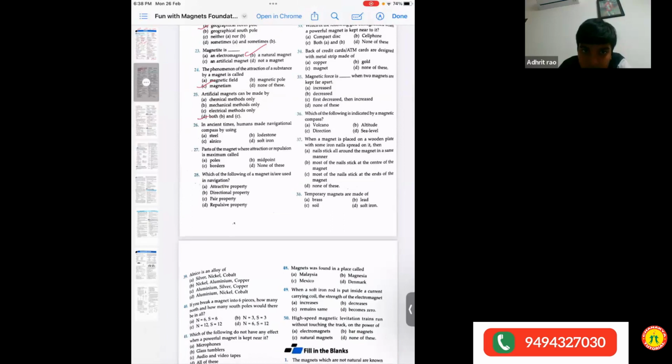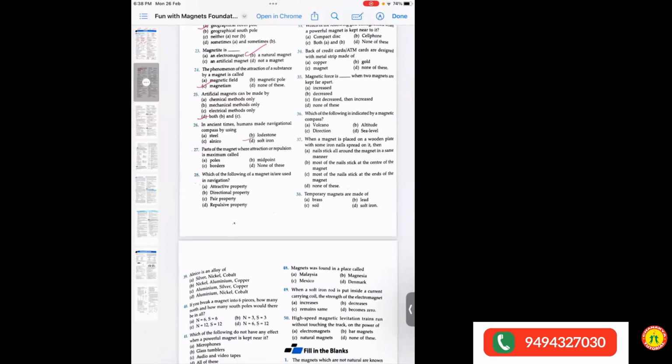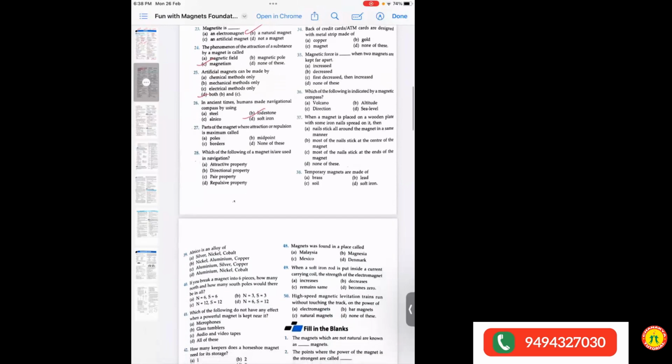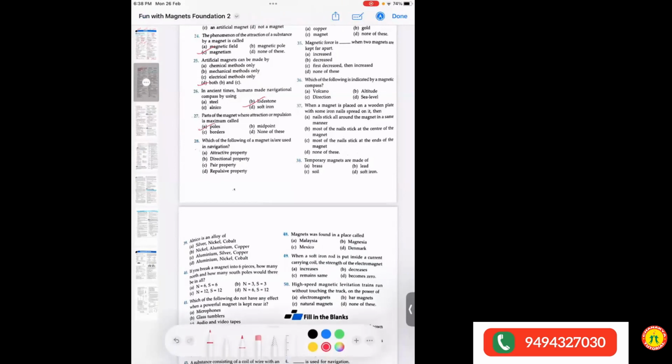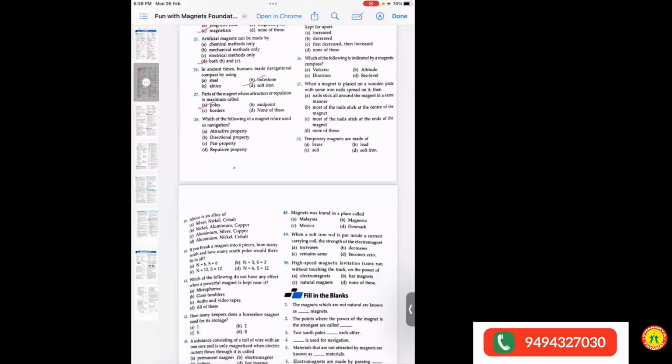Question number 26, Adrit. Yes, ma'am. In ancient times, humans made navigational compass by using, ma'am, lodestone. Correct. So by using the lodestone, they used to make the navigational compass. Question number 27, Rishit. Parts of the magnet where attraction and repulsion is maximum are called, ma'am, is it option A? Pole. Correct. The poles. So at the poles, the attraction and repulsion will be maximum. Question number 28, Soumya.